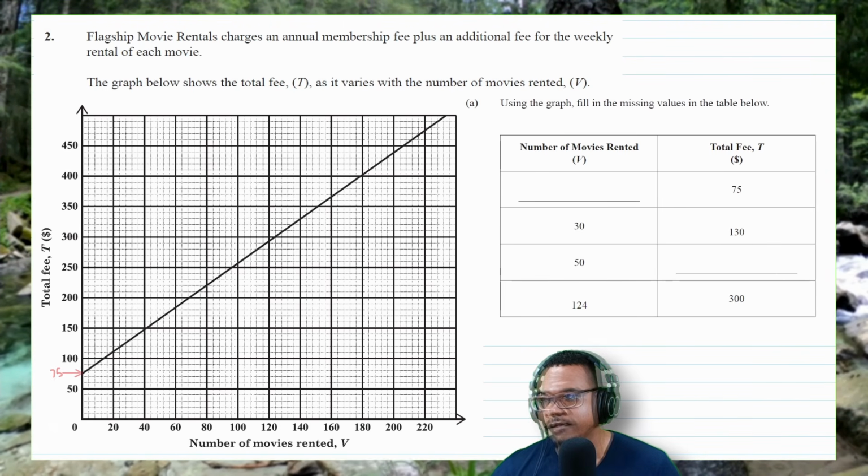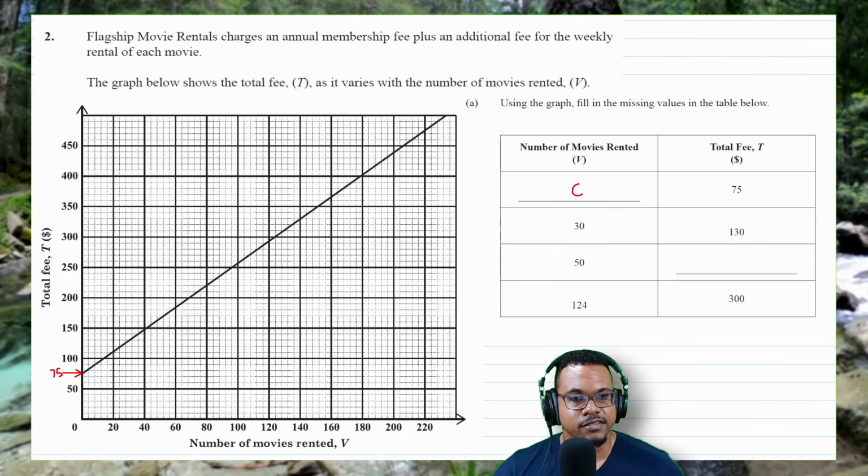So I have the 75 right here, and that will be 0. And that should tell you that if you rent 0 movies and the fee is $75, that means your annual membership fee is $75. All right, so now moving on, they give it here.